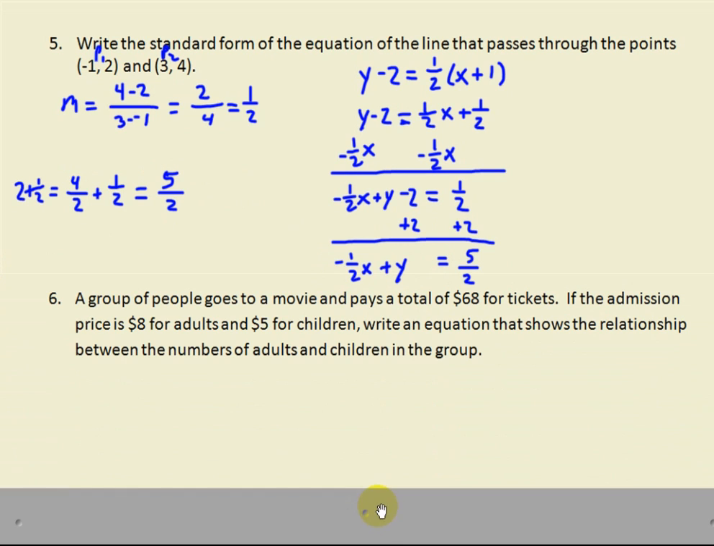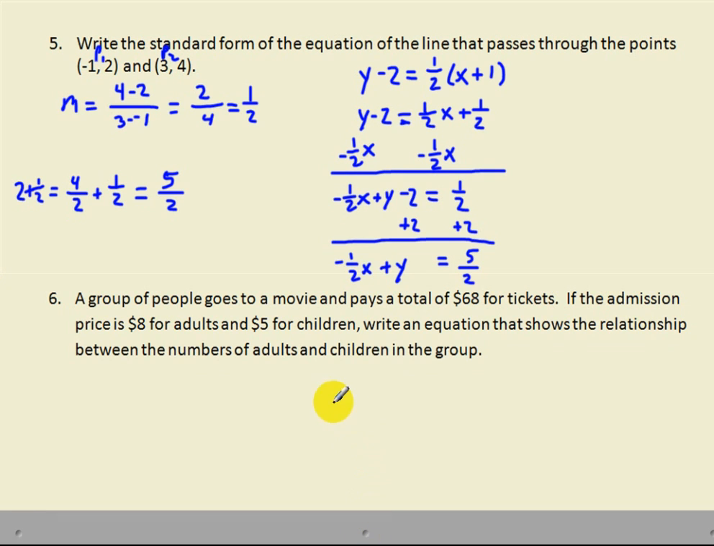Okay, and number 6, here we have an example of where standard form might make a little more sense than the previous examples. In the examples we've looked at so far, it might seem like standard form is extra work. We don't really need it. It's not doing anything for us. But let's look at this example.